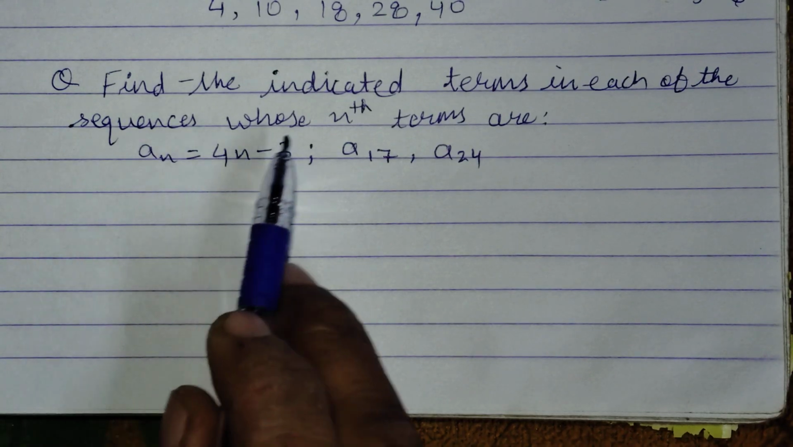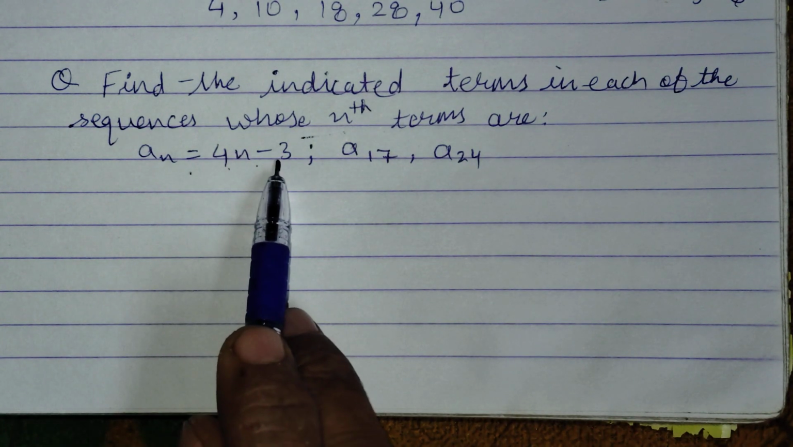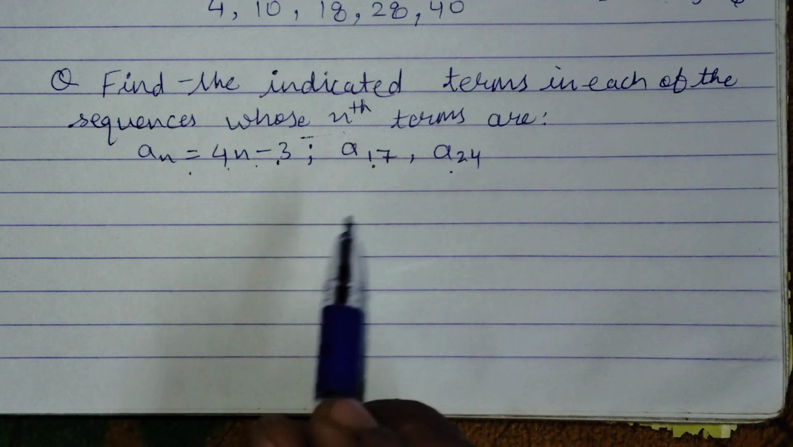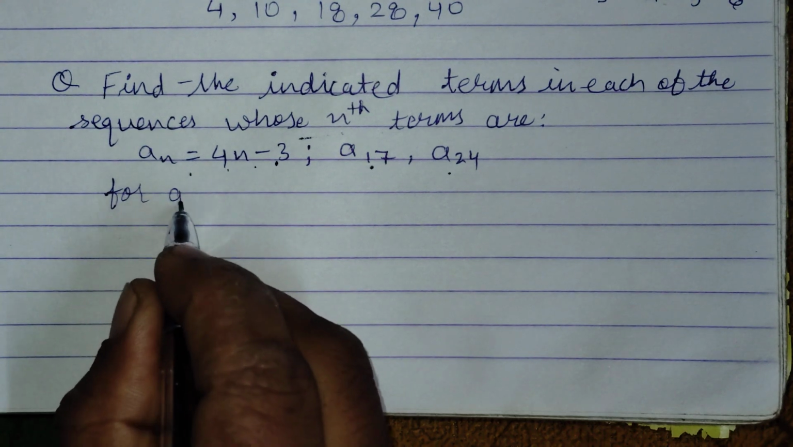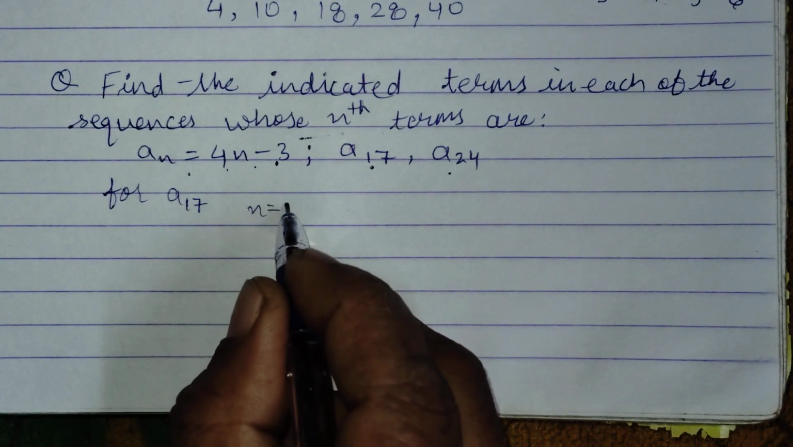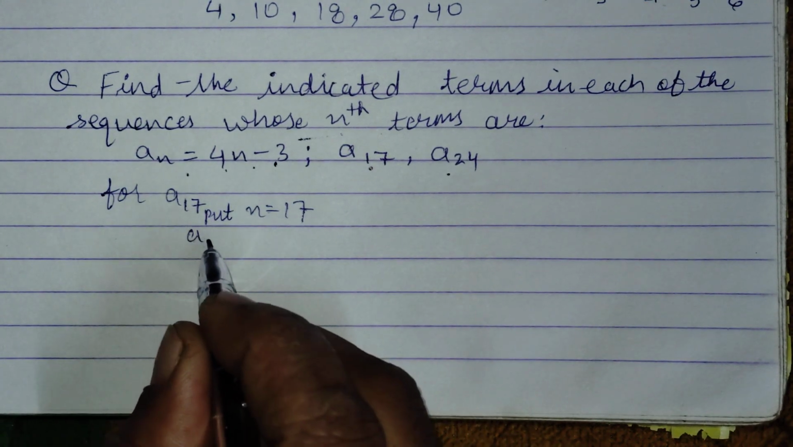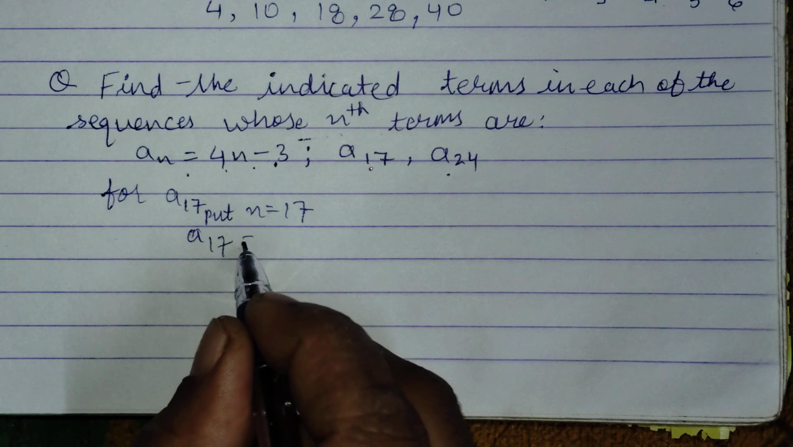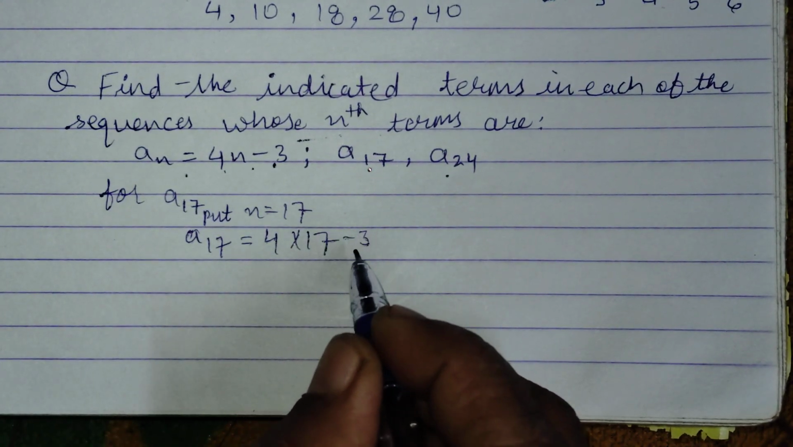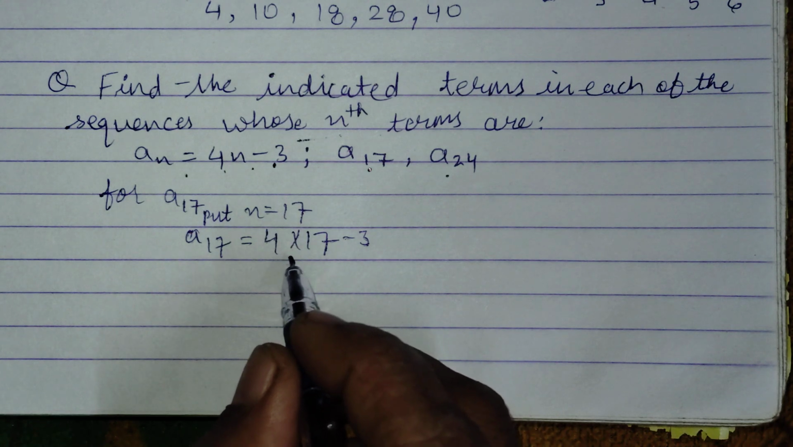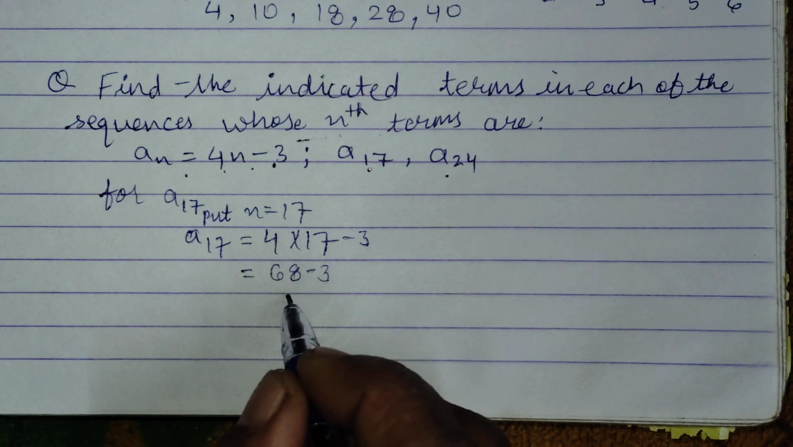The next question is: find the indicated term in each of the following sequences whose nth term is given. a_n equal to 4n minus 3, find a17 and a24. So for a17, what do we do? Put n equal to 17. So a17 equal to 4 into n, it means 4 into 17 minus 3. 17 times 4 is 68. 68 minus 3 gives us 65.